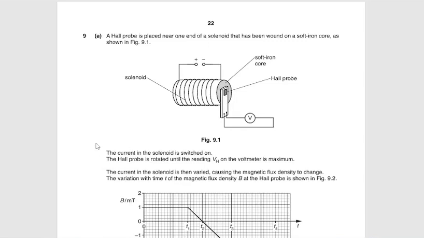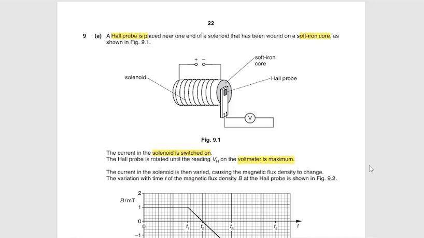Hello everyone, we're looking at question 9 of winter 2018, paper 42970. The question reads, a hall probe is placed near one end of a solenoid that has been wound on a soft iron core as shown in figure 9.1. The current in the solenoid is switched on. The hall probe is rotated until the reading VH on the voltmeter is maximum.